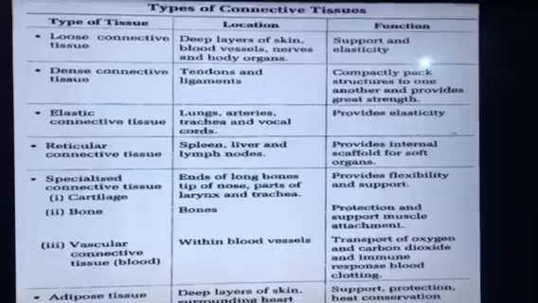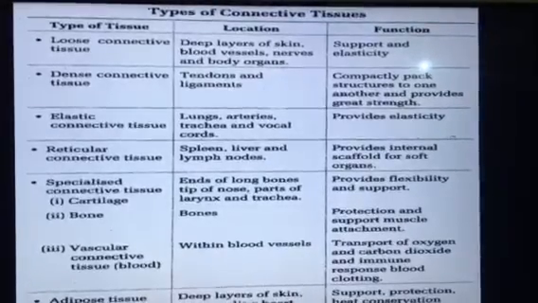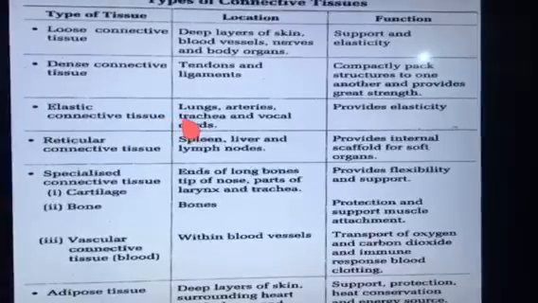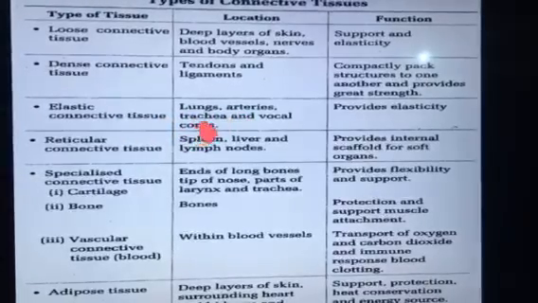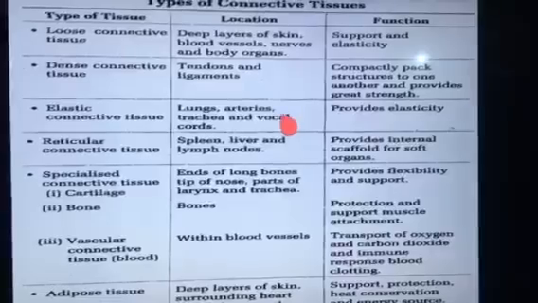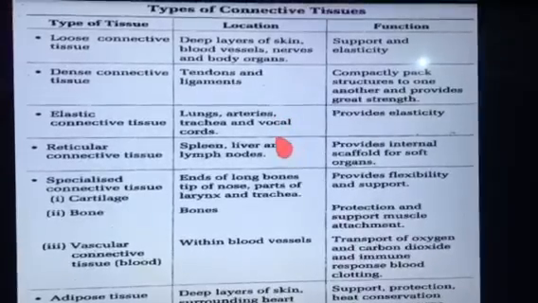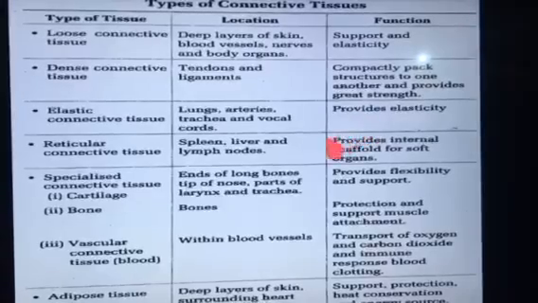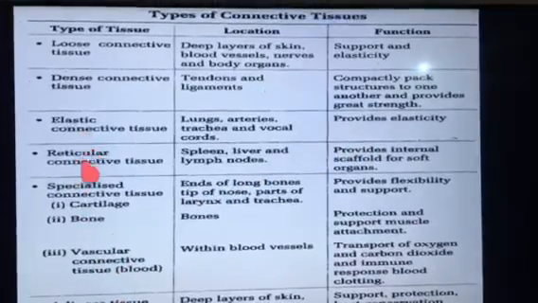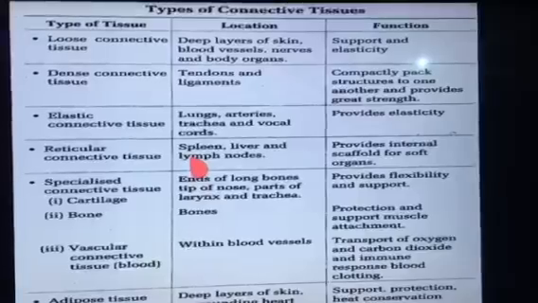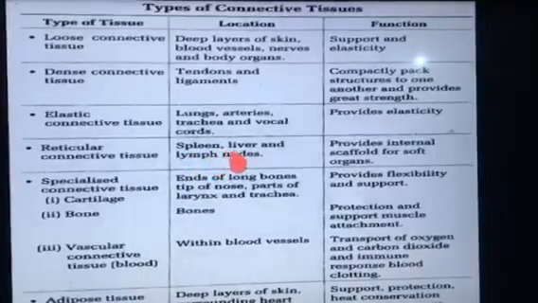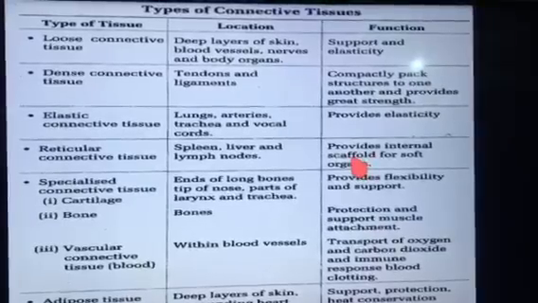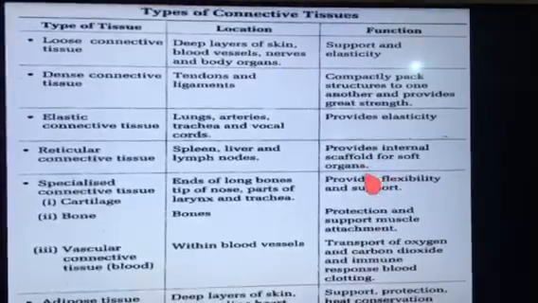Then another kind of connective tissue, elastic connective tissue. Its location is the lungs, arteries, trachea and vocal cords, where we need to stretch, and it provides elasticity. Then reticular connective tissue is located in the spleen, liver and lymph nodes. It provides an internal scaffold for soft organs.